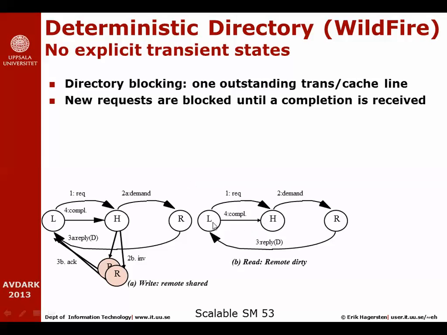Same thing for remote dirty: you're going to have the same kind of requests. First a request, then a demand, then a reply, possibly with some data, ended by a completion. And the same thing is going to happen here. We cannot start to service this request until the directory entry has the blocking bit cleared from any previous transactions. At that point in time, we will start to send out the demand request and at the same time block the directory again.